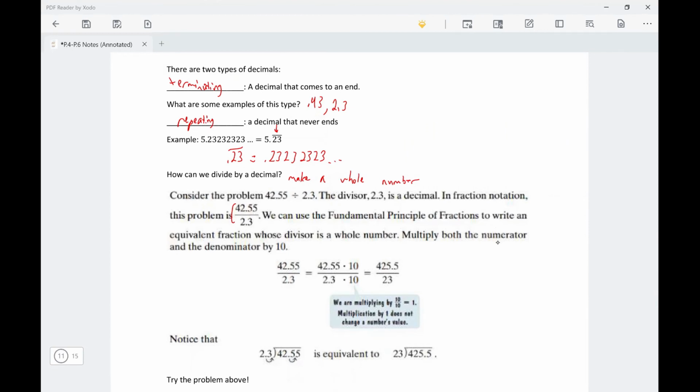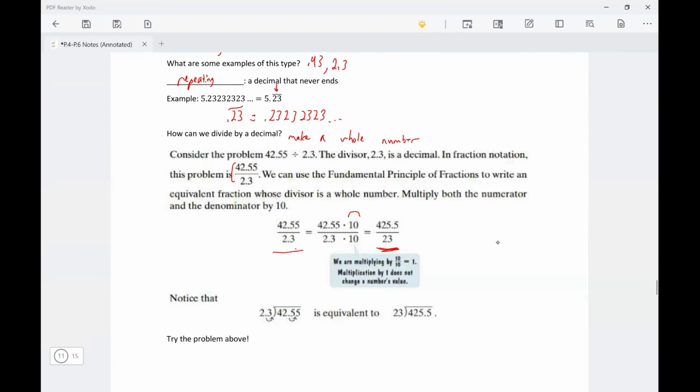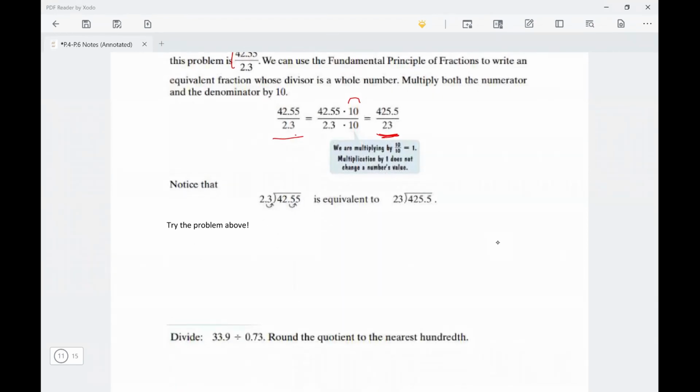So notice here, 42.55 divided by 2.3, if we multiply it by 1 in a special way, so in this case 10 over 10, we get a whole number for the denominator, right? So now we're just dividing by a whole number. And we didn't change anything, right? Because all we did was just multiply by 1. We're just shifting all the decimal places over. And if you want to check that, you can check that this fraction over here, if you do that in your calculator and get a decimal answer, you're going to get the exact same answer as the right side of this equation.